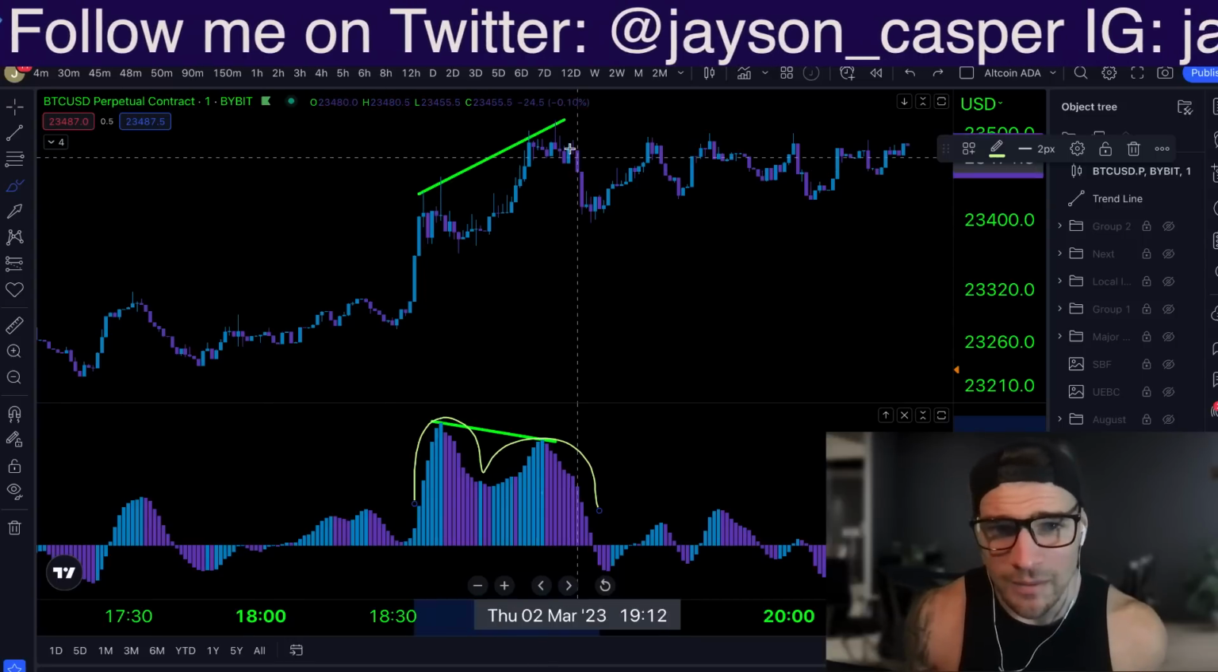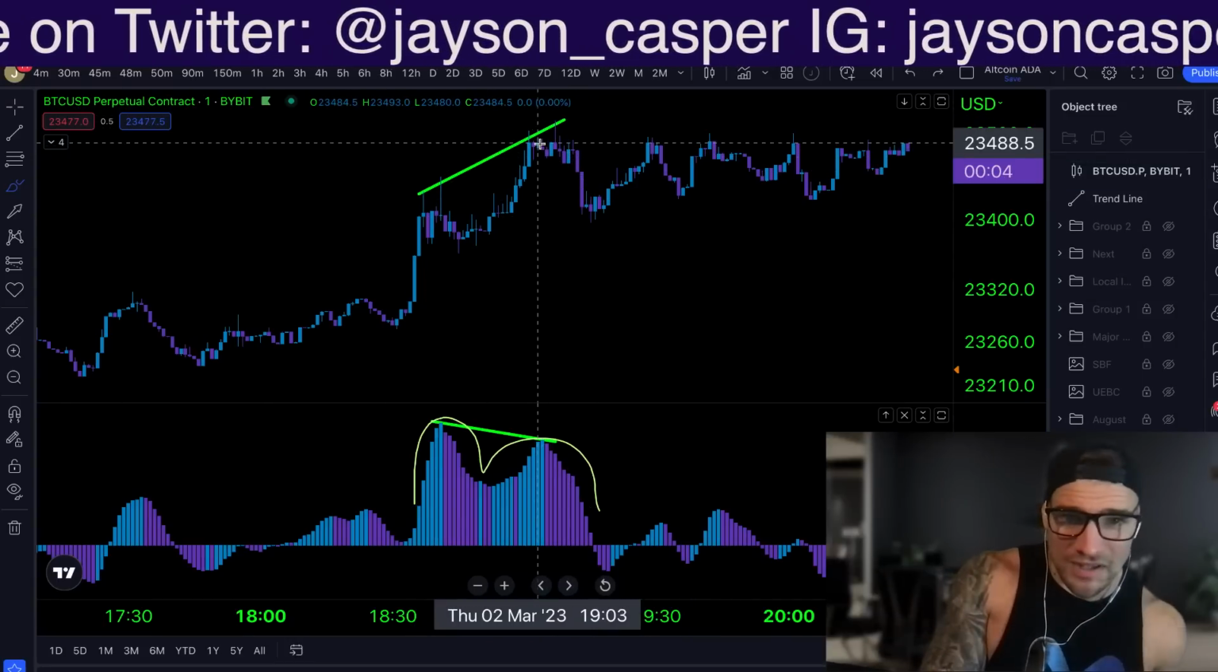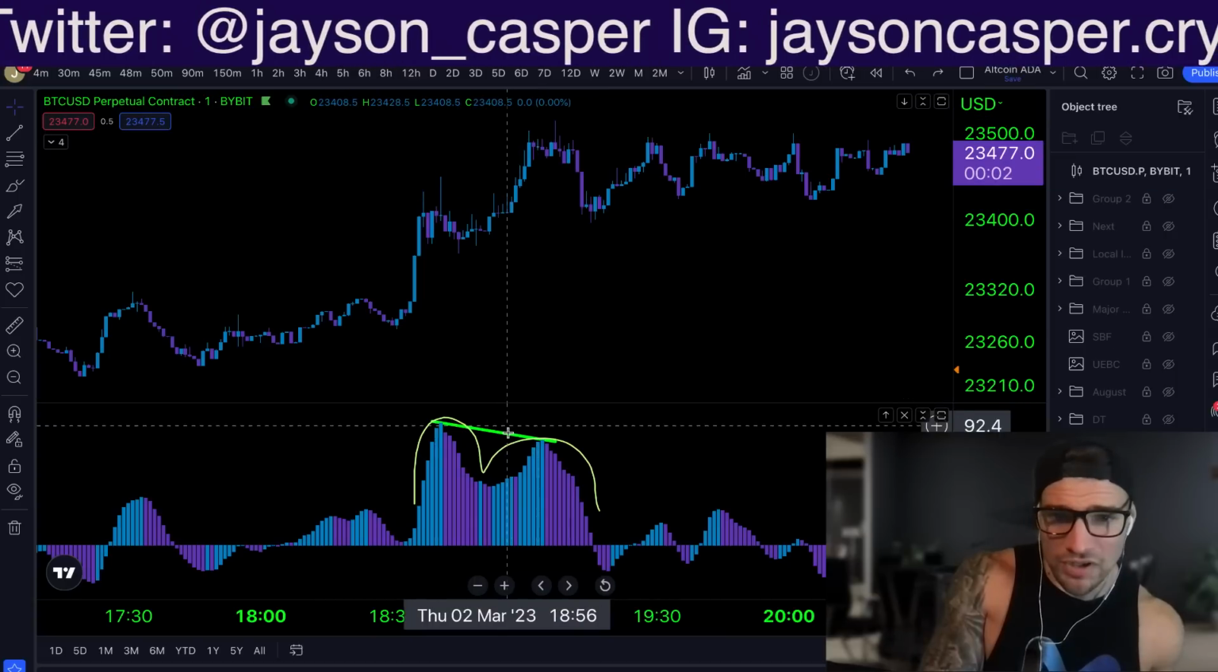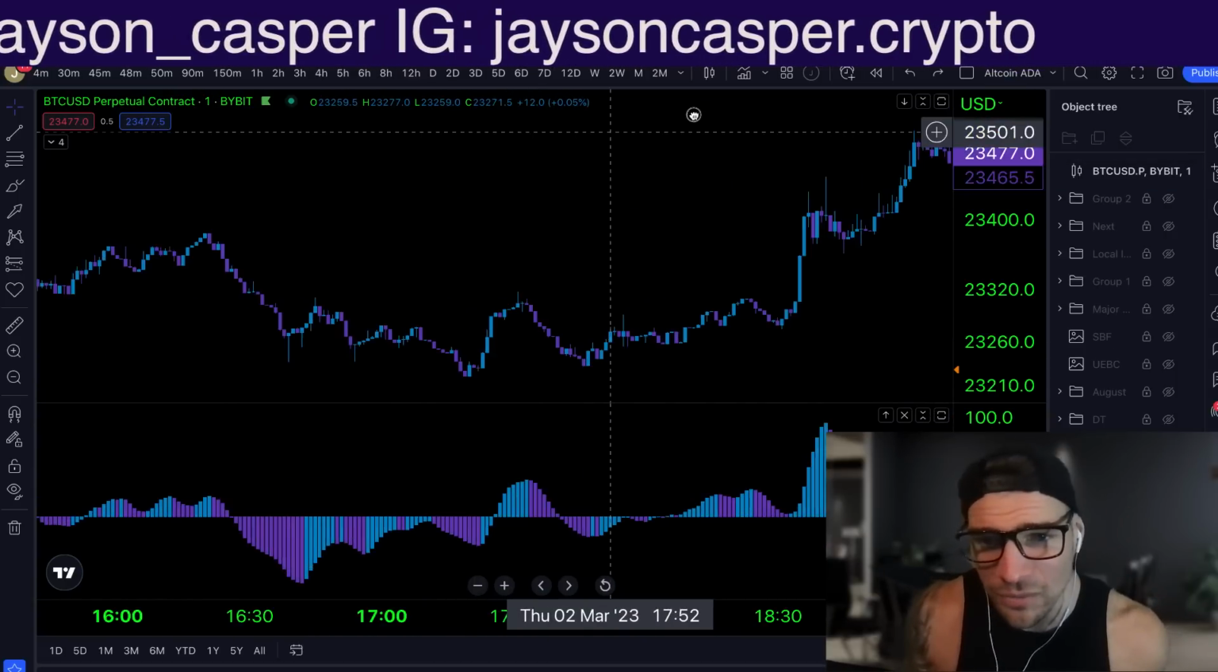And look at what happens from the time the price comes up here and hits into that higher high. We get a move to the downside. And the opposite is true for a bullish divergence. A bullish divergence is where the price is making a lower low and the momentum is making a higher low.